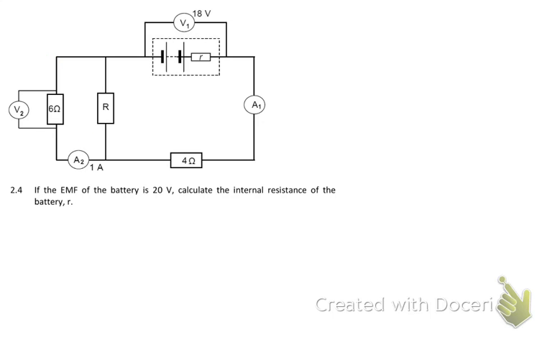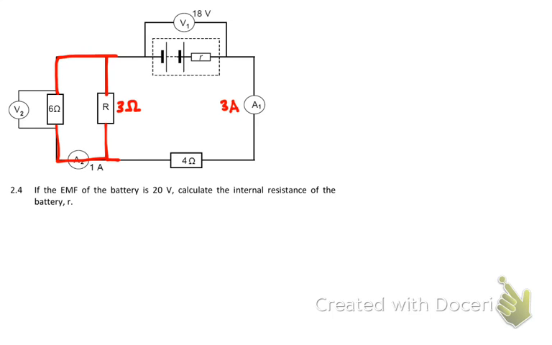Alright, 2.4. We're told that the EMF of the battery is 20 volts and asked to calculate the internal resistance. I'm going to show you 2 ways. The first way is much longer and the second way is much quicker. What do we know? We know the total current is 3 amperes. We know that resistor R now is a 3 ohm resistor.